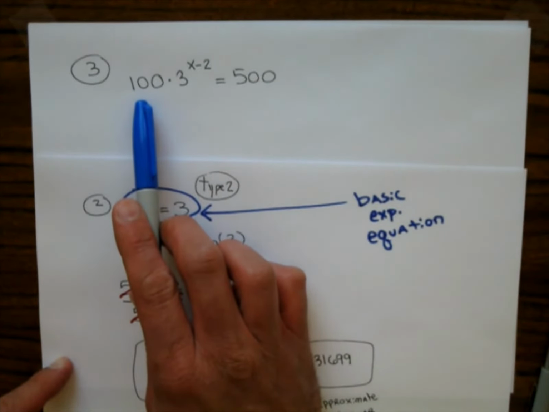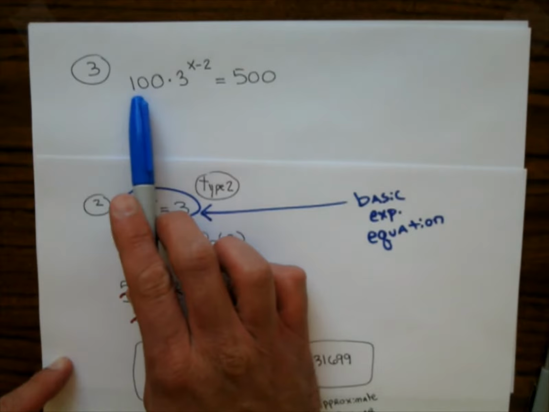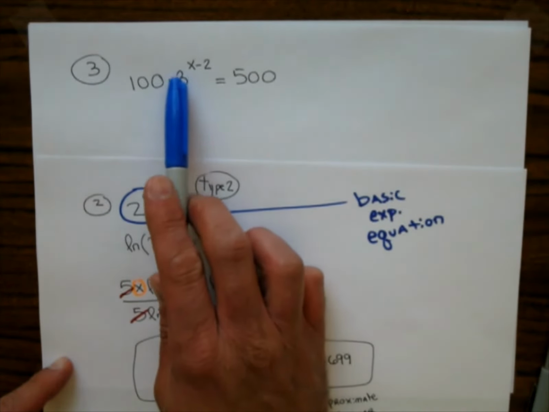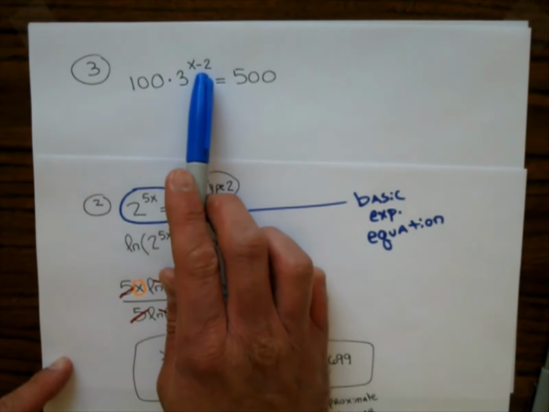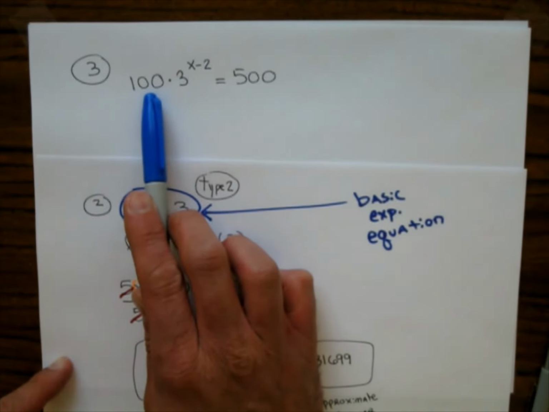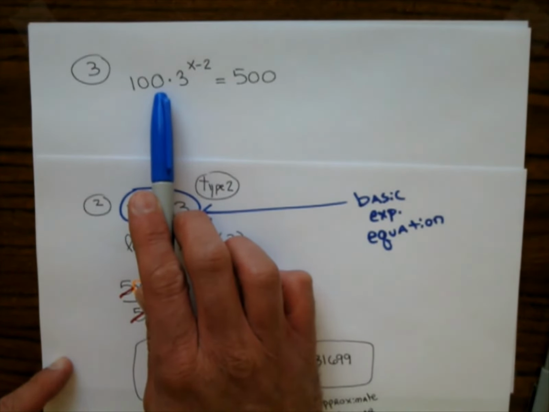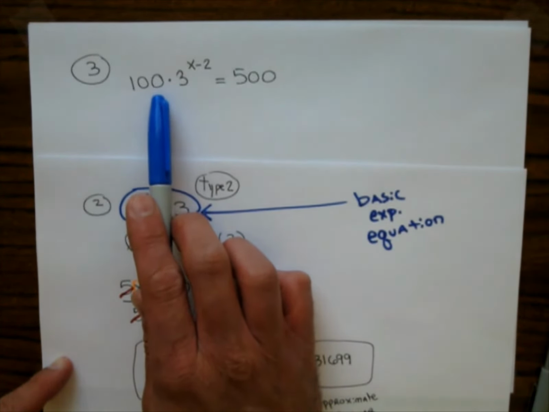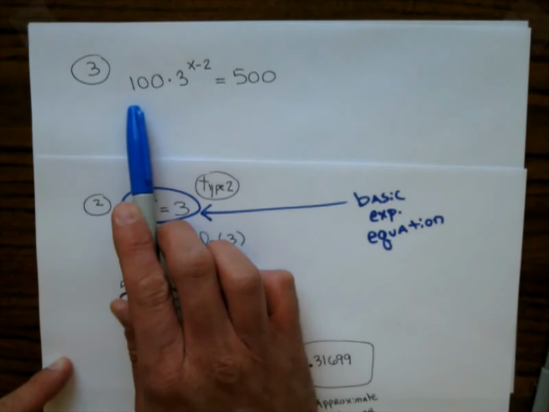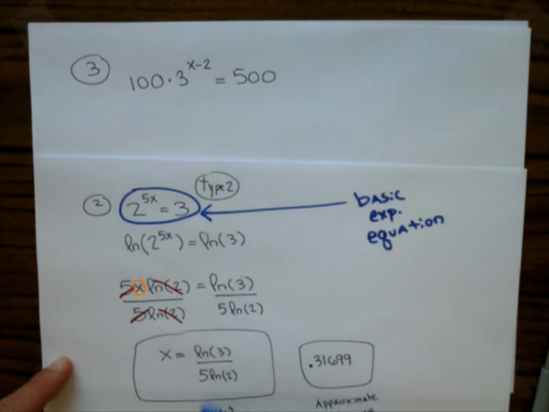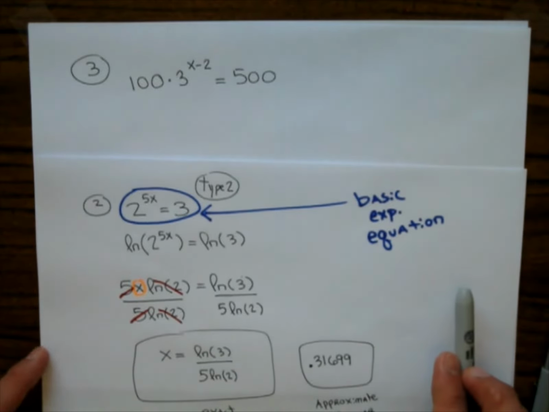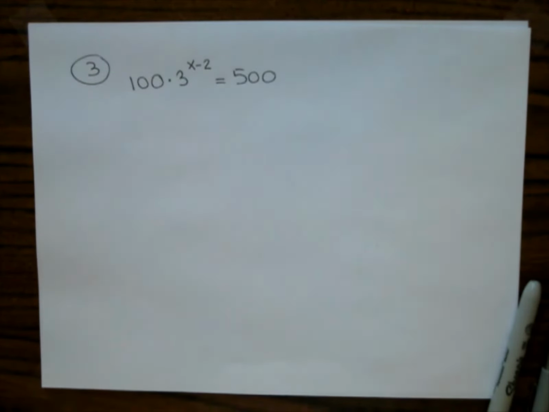Well, we don't have 100 to the power. The order of operations says it's just 3 to that power, and the 100 is just sitting there. So this is not a basic exponential equation. Probably the first thing you want to do is make this into a basic exponential equation before you ln both sides. So I'm going to pause it right now and see if you can do the problem.